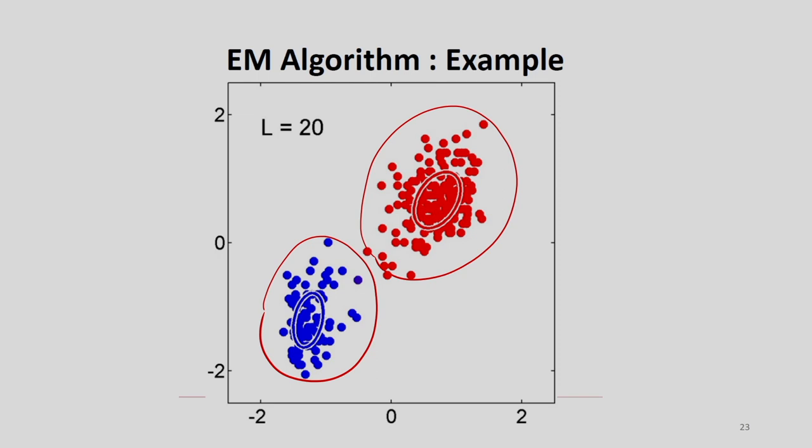After this iteration, I will get convergence, because not much changes in the values of the parameters. The parameters, as I already told you, are the mean vector, covariance matrix, and the mixing coefficients. So based on this, I can determine the convergence condition, that is, I can stop the algorithm.